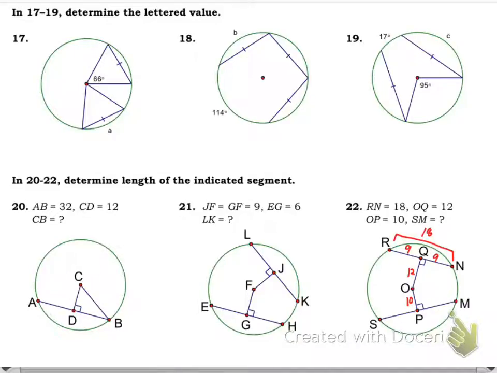Right? Okay. What can I do next? Any suggestions? Mazen? Make a triangle. Make a triangle from where? O to N. O to N.